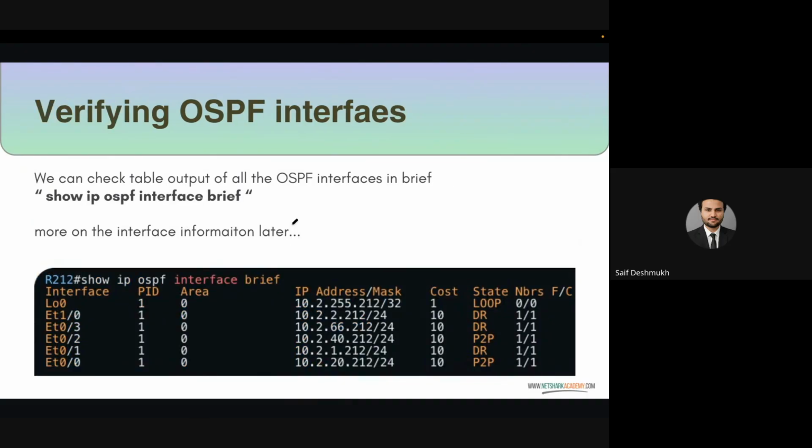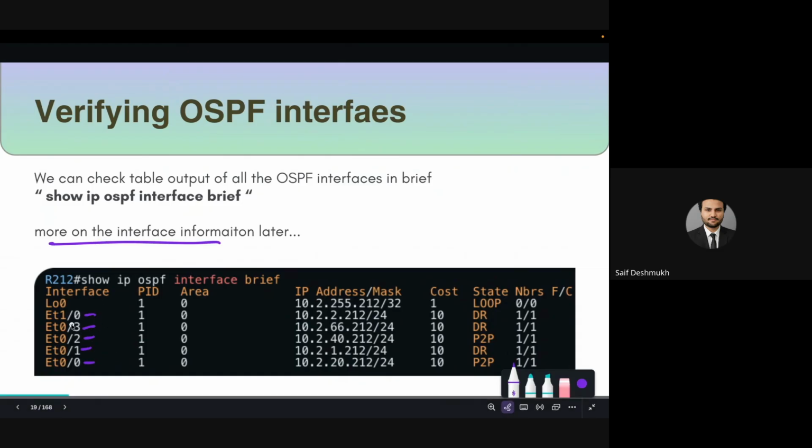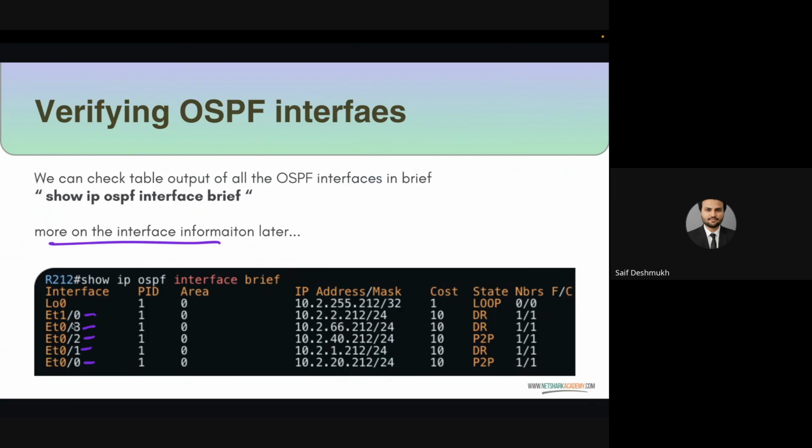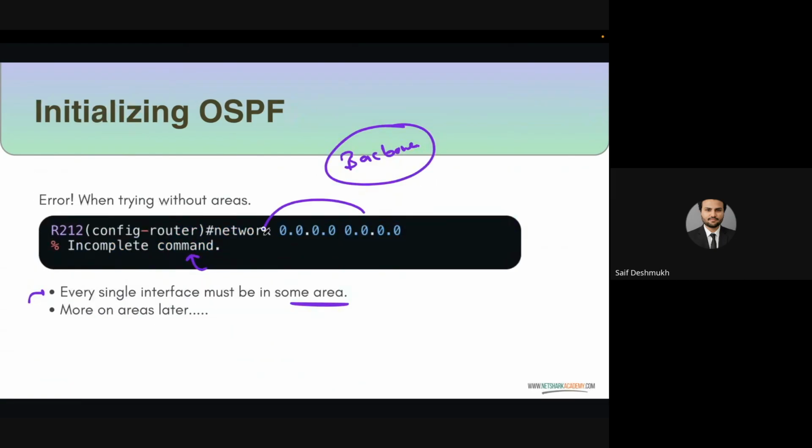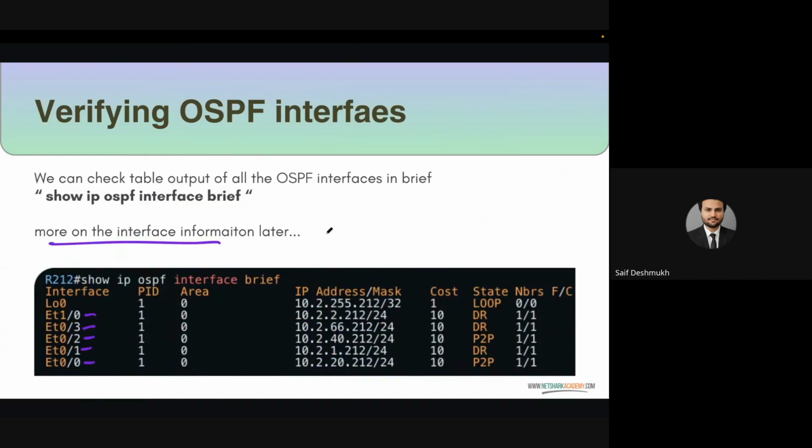Using show ip ospf interface brief, we can get the details of how many interfaces have OSPF enabled. This is a table output, like show ip interface brief. We'll definitely cover more on this information and how to read it. But you can see the first column is telling us these are the interfaces that have OSPF enabled. Obviously on router 212, I just went out and enabled OSPF on all the interfaces. That's why we're seeing all the interfaces, including the loopback.